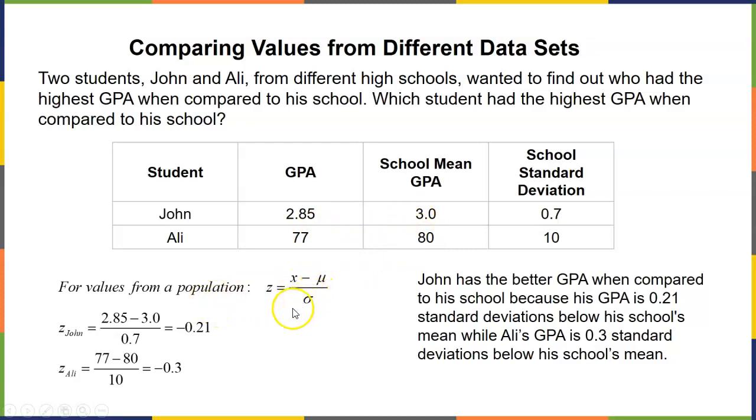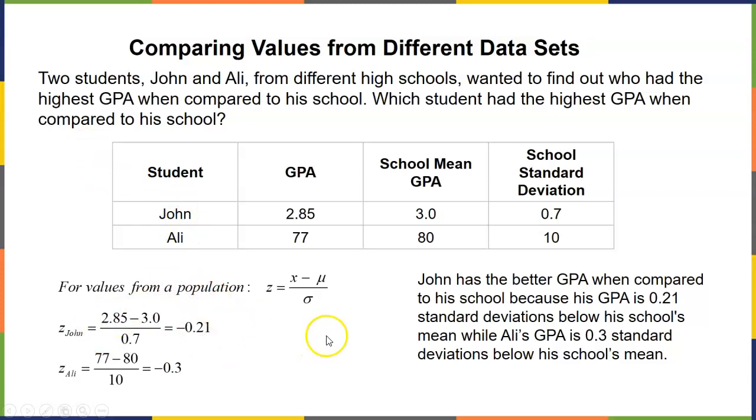But if you calculate a Z-score for both of them, for John, you take his grade point average minus the school mean divided by his school's standard deviation, and you get negative 0.21. And for Allie, you do the same thing, but all three numbers are going to be different. And hers is negative 3, negative 3 standard deviations below the mean. So he's closer. He's negative 0.21, and she's negative 3.0. So she's further away from the mean.